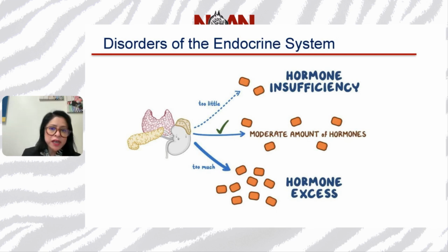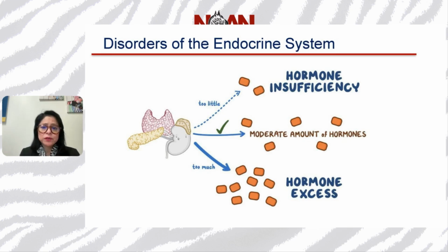In our body, we have different glands, and these glands have the capacity to produce hormones, such as the thyroid gland, the pituitary gland, and the pancreas as well. Depending on what hormones are produced, they're needed for the basic functions of our body.